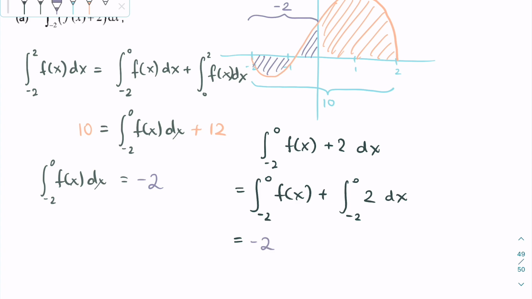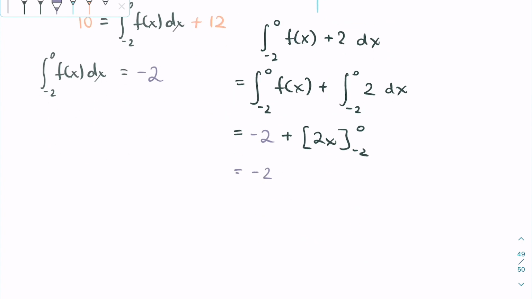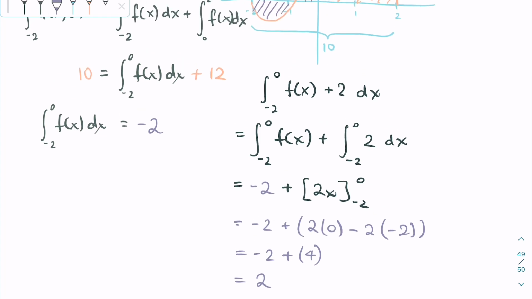For the second integral, we can find it easily by integrating 2, so that's 2x, and using the fundamental theorem of calculus to find the numerical value of the integral, so that would be 4. This means the answer to part A is 2.